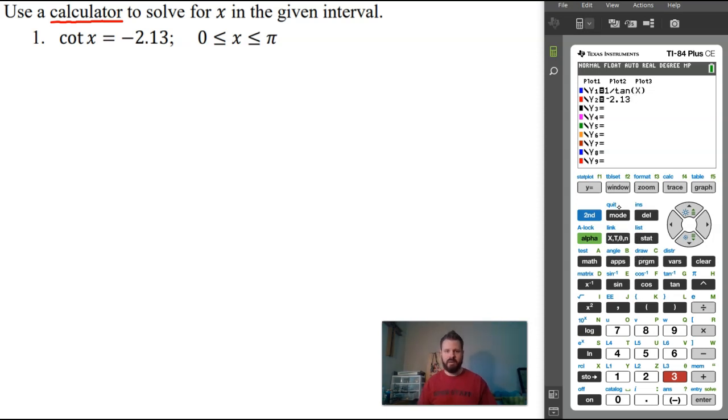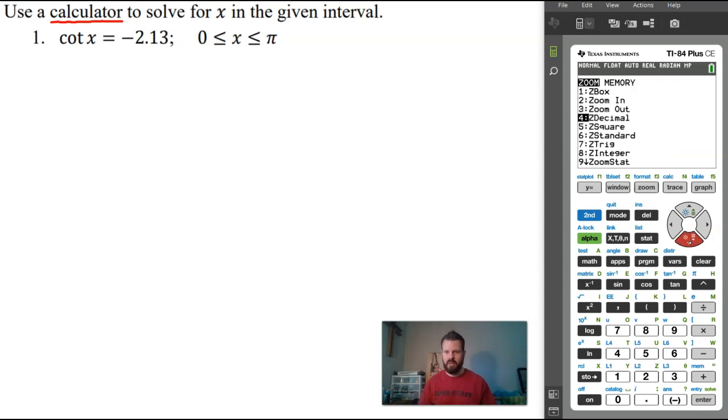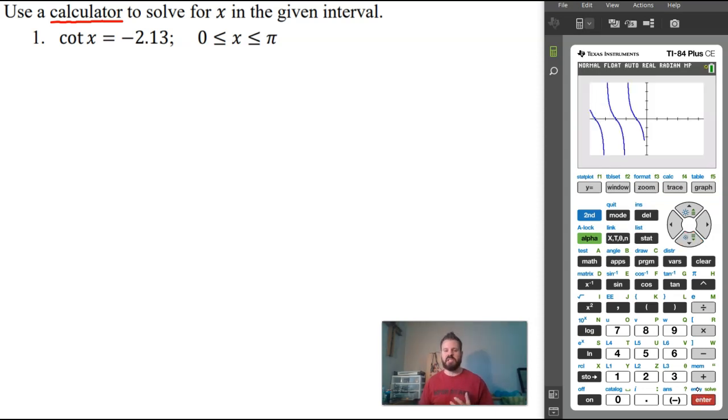And a few other reminders here. Since I want my solution between 0 and pi, I want to be in radian mode. Again, on this test you do need to switch back and forth a few times. And as far as a window goes, I'm going to hit zoom and choose option 7, trig. That's just going to give me a nicer scale to work with for my simple trig problems like this.